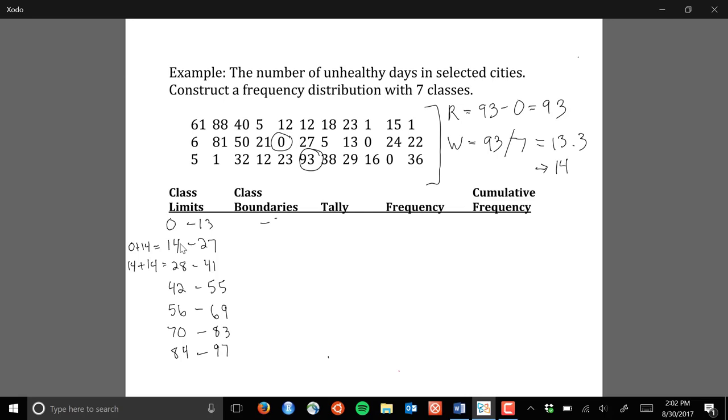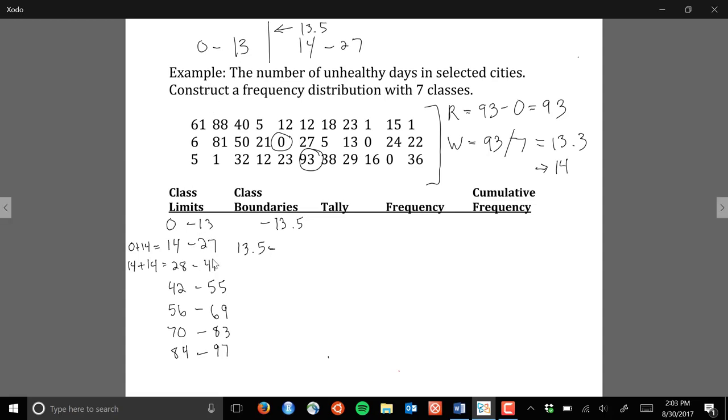So the upper class boundary is going to be 13.5 for the first class. And the lower class boundary of the second class is going to be 13.5. The reason is that they're going to have to share a boundary, right? If we have 13 and 14, the midpoint between them is going to be 13.5. And that's going to separate the first class, which runs from 0 to 13, and the second class, which runs from 14 to 27. So we have our upper class boundary and our lower class boundary for the first class and for the second class. And we can keep doing that for subsequent classes.